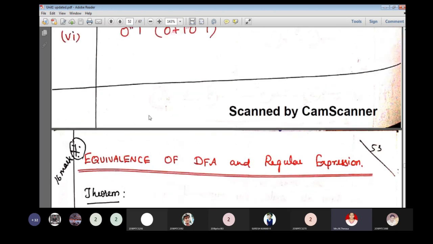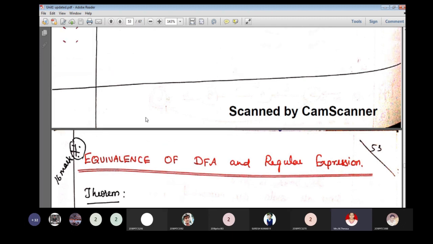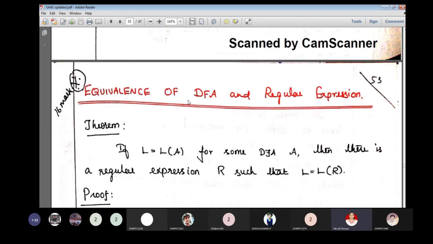Shall we move to the next topic? So the next topic is equivalence of GFA and regular expression. So what is the previous topic? Can anyone tell? The previous topic is equivalence of regular expression and finite automata. That is, whenever you are given regular expressions, you are able to convert them to an ENFA, that is NFA with epsilon transition.